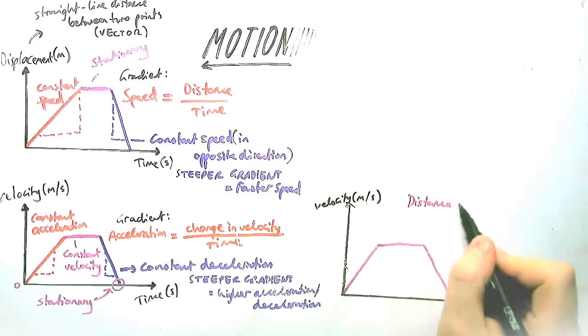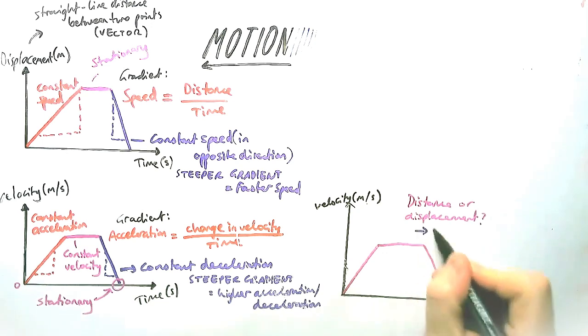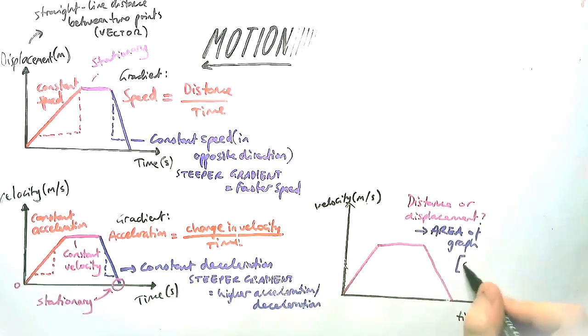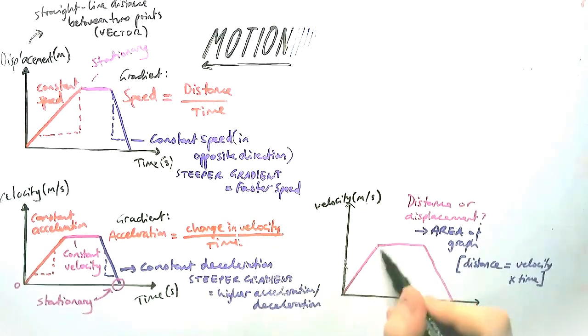If I wanted to work out the distance or the displacement travelled, what I would have to do is instead of measuring the gradient, I would need to know the area of the graph. So the area between the graph and the x-axis. The reason for that is because distance equals velocity times time. And when you multiply two axes together, that represents the area underneath it.